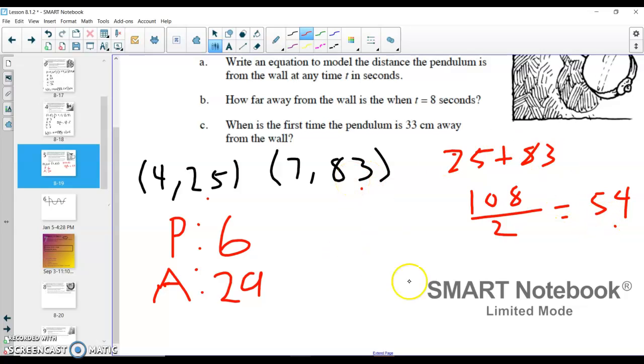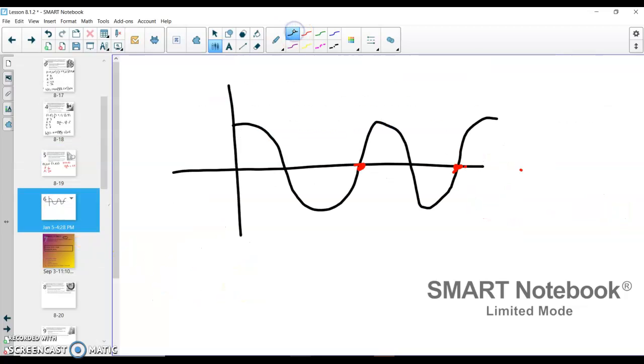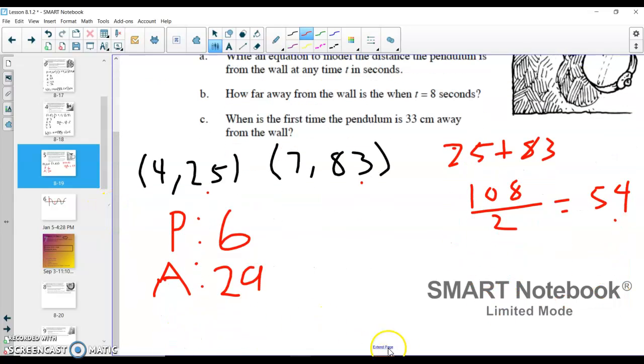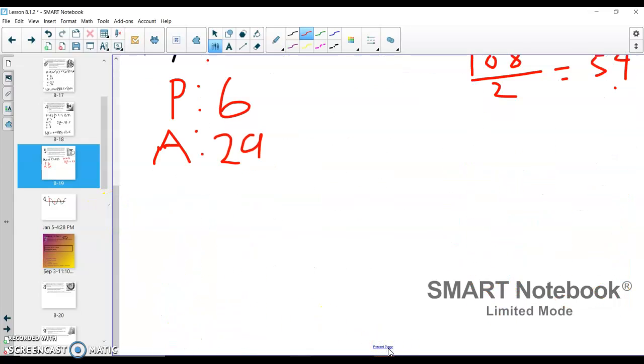Okay, so I use that midline to figure out my amplitude, because again, amplitude is from what we would consider the midline to the highest point. That's your amplitude, or even from your midline down to your lowest point is your amplitude. Okay. Now I have my period, I have my amplitude.